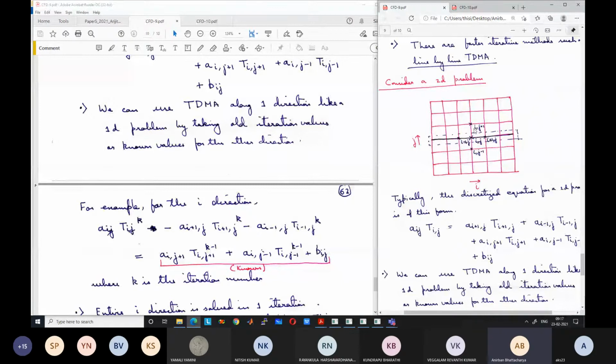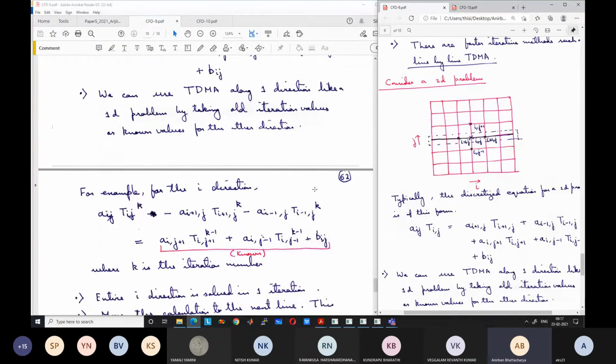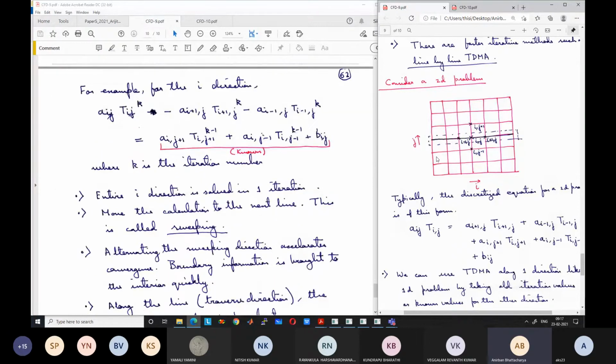Okay. Once we find the value, what are we going to do? Okay. So we are going to go to the next line. We'll take the next line and again do the same procedure. Again find all the values in one go for the next line. Okay. By taking the k minus 1 iteration value for the two sides. Similarly, we will go to the next line. Like this, we will proceed.